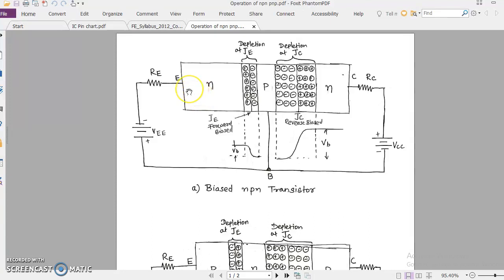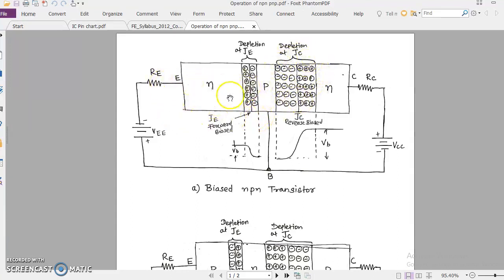So when the N region is connected to the negative polarity of the DC external battery and the P region is connected to the positive polarity of the battery, then this junction will work in forward bias. Similarly, when the N region is connected to the positive polarity and the P region is connected to the negative polarity of the battery, at that time it works as a reverse bias junction. Now you can see the depletion region at JE is very much less as compared to JC.